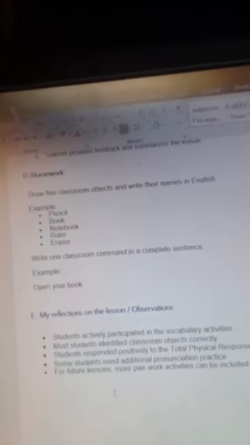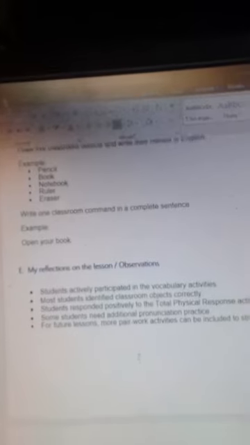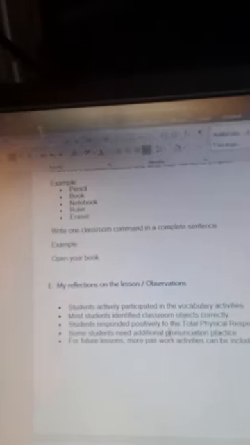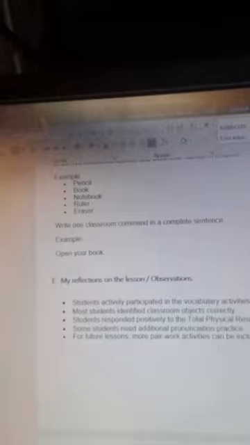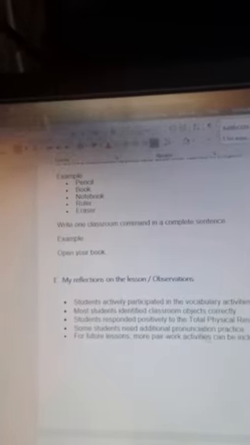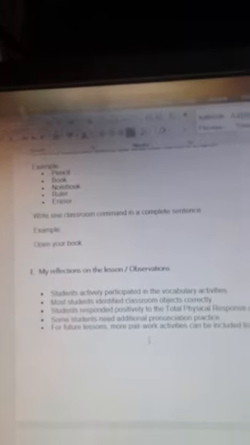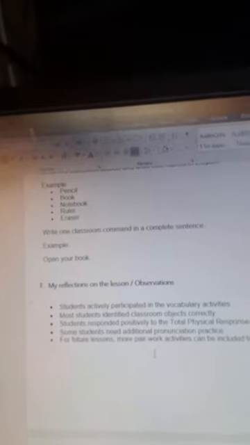Example, open your book. And my reflection on the lesson as a teacher: students actively participate in the vocabulary activities. Most students identify classroom objects correctly. Students respond positively to the total physical response activities. Some students need additional pronunciation practice. For future lessons, more pair work activities can be included to strengthen oral communication.